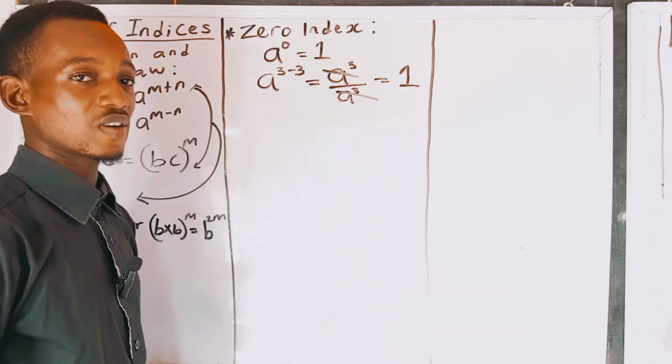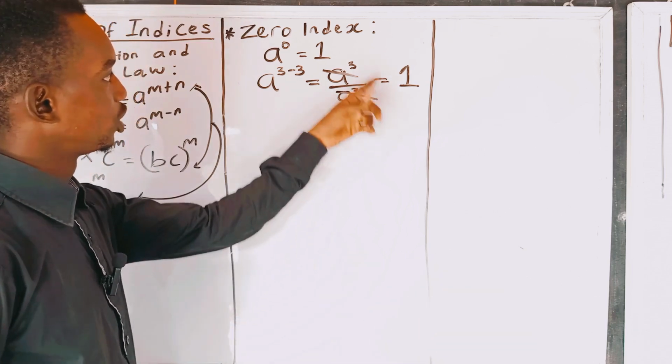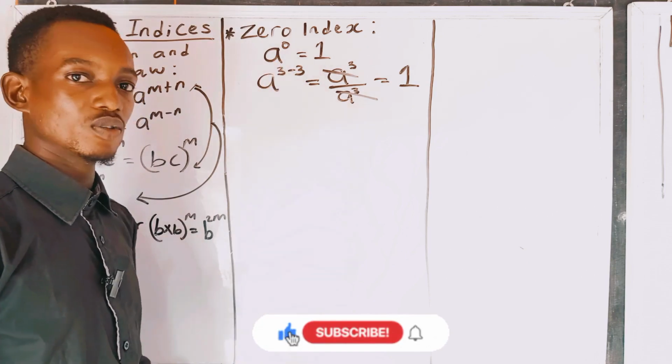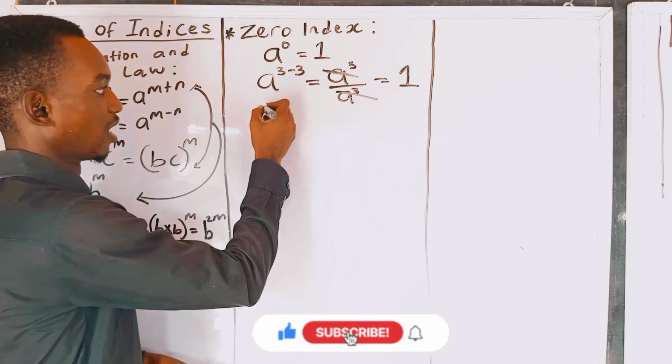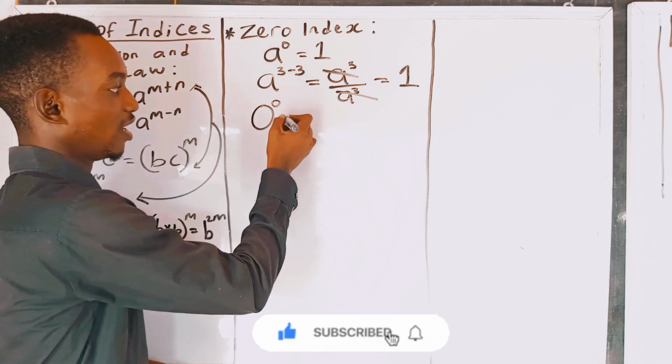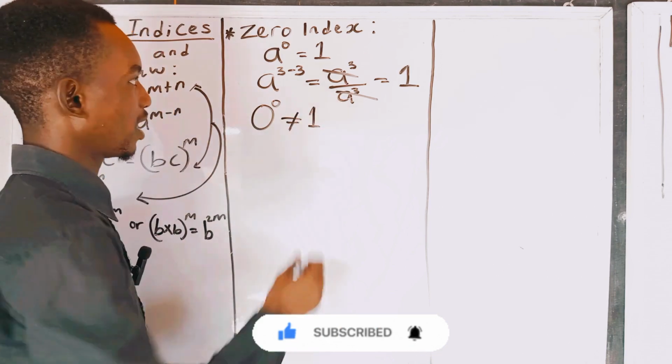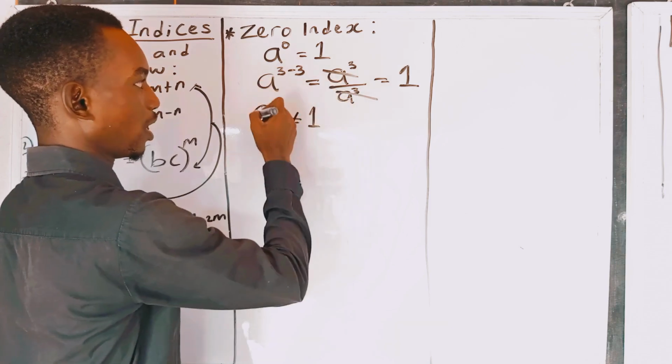It can be 4 minus 4, 5 minus 4, it doesn't matter. So what this means generally is that any non-zero number or letter raised to the power of 0 gives us 1. If it was 0 to the power of 0, for example, it's going to give us a math error. It's not equal to 1, it gives us a math error. Why? Because instead of a, now we have 0.